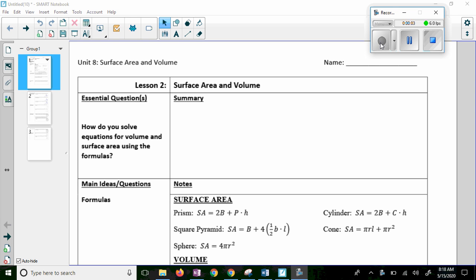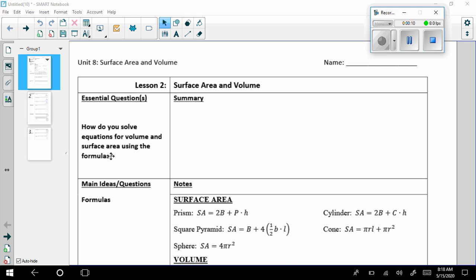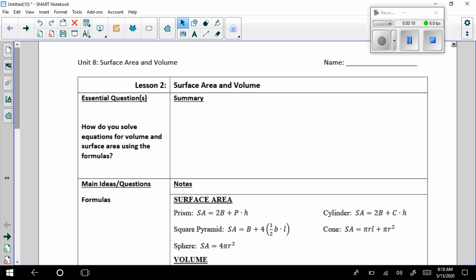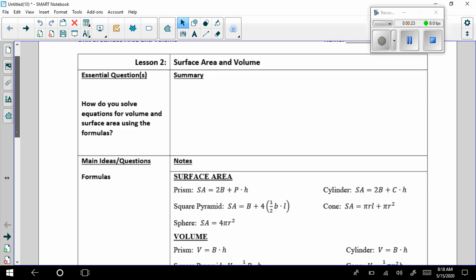Hey everyone, this is Unit 8, Lesson 2, last lesson of the year, so that's exciting. In the last video we talked about area and perimeter, which focuses on two-dimensional shapes. We're going to continue with area, but surface area, and then volume of three-dimensional shapes.